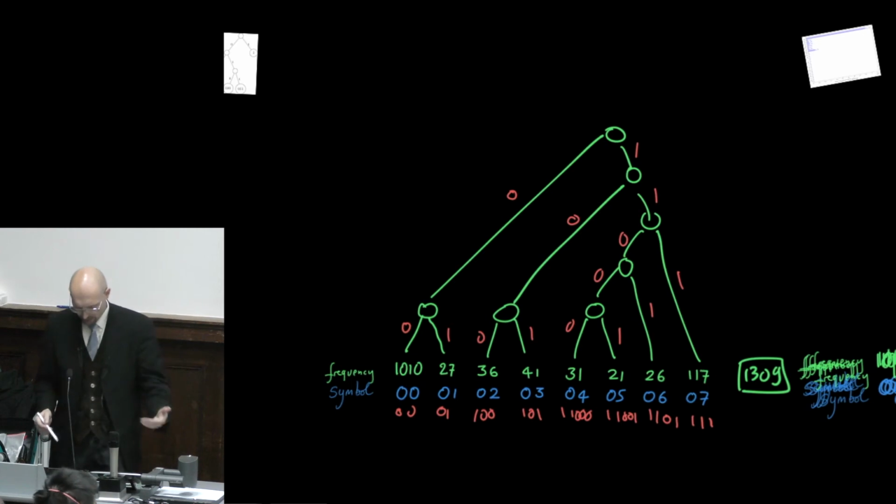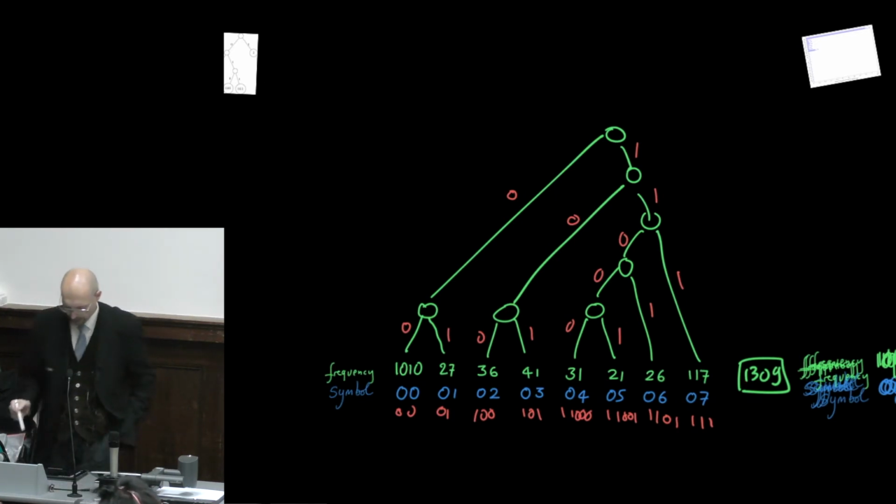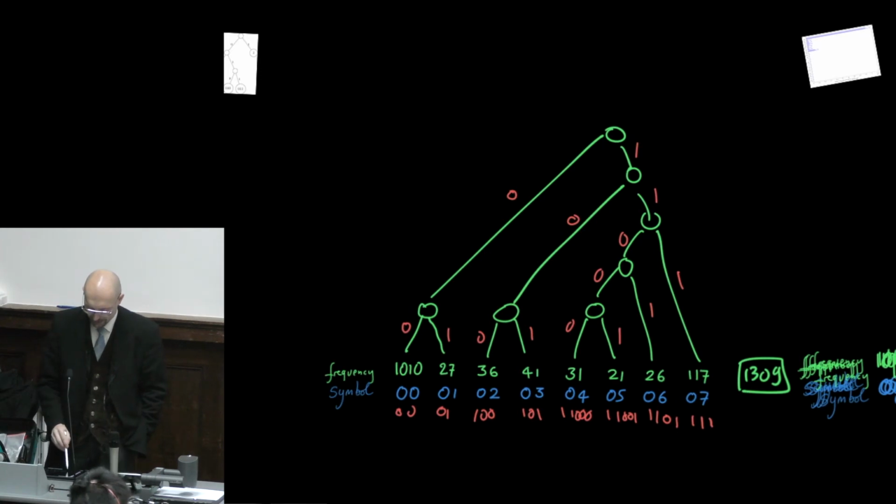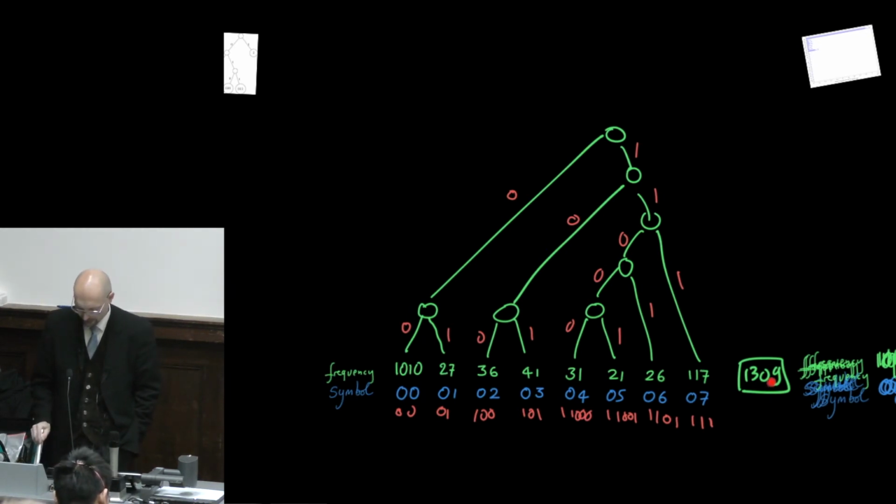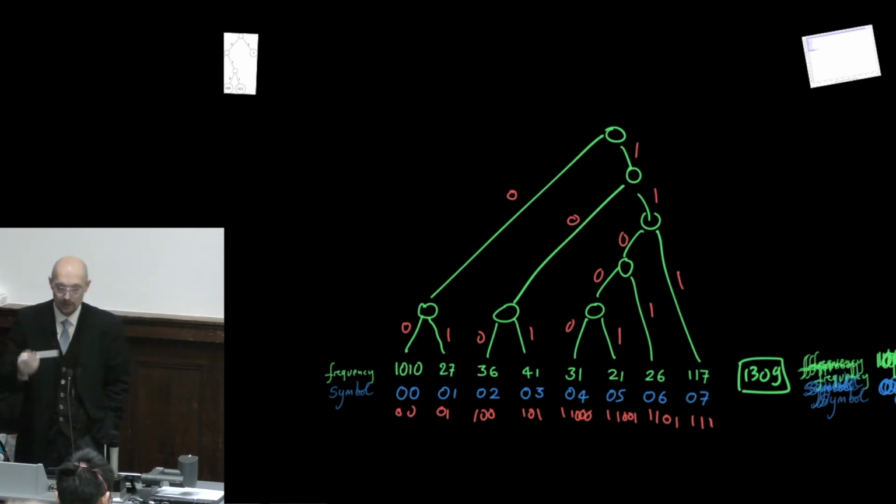So the probability of each of the input symbols would be the number that I have here divided by 1,309. And if I multiplied that fraction by the length of this and added them all up, so 1010 divided by 1,309 times 2 bits, this one divided by this times 2 bits, this one divided by this times 3 bits, and I added all these up, that would be the cost of my code.